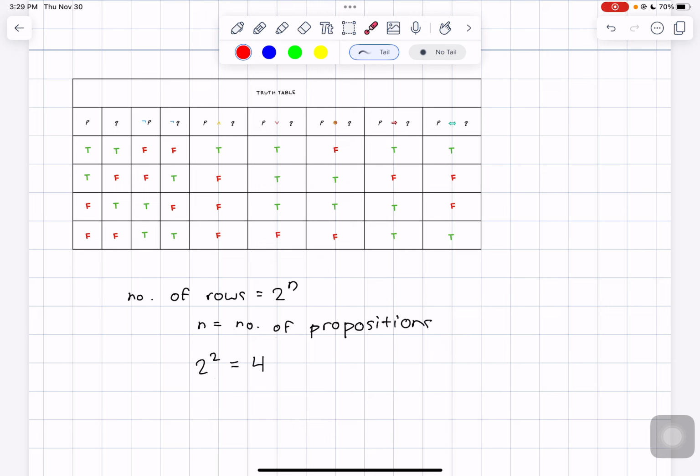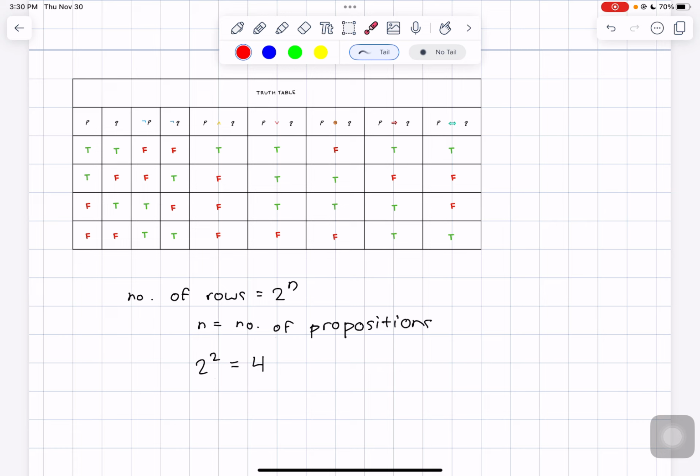Let's start with negations. This is simple. We only give the opposite of the truth given in the proposition. So if P is said to be true, then its negation should be false. The same goes with Q. If it is true, then this is false. If this is false, then this is true. It's just the opposite.